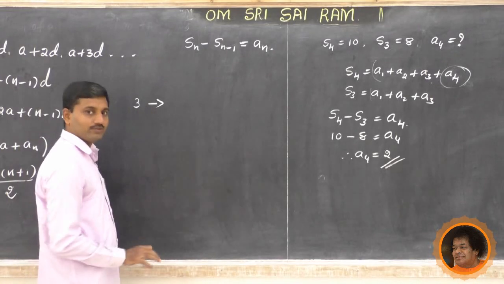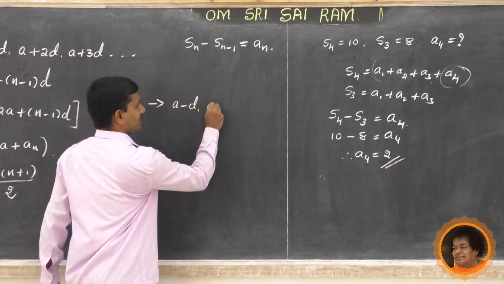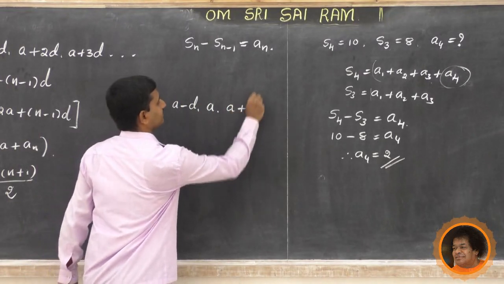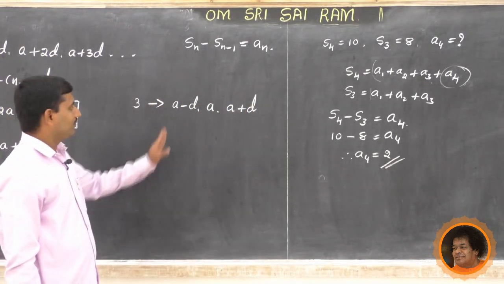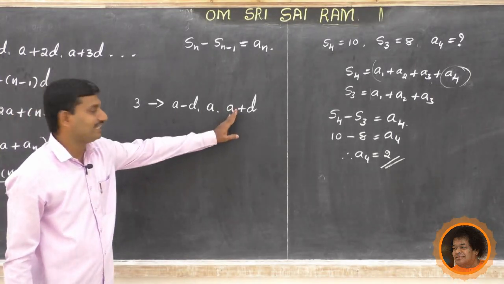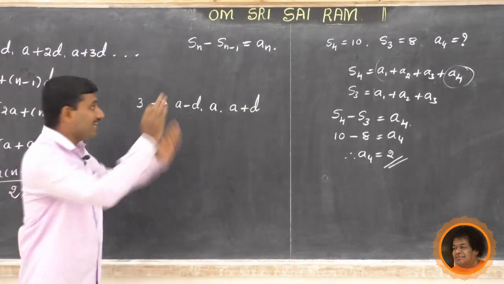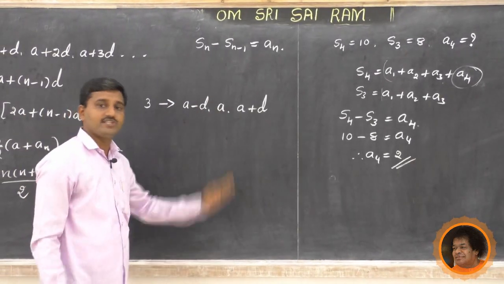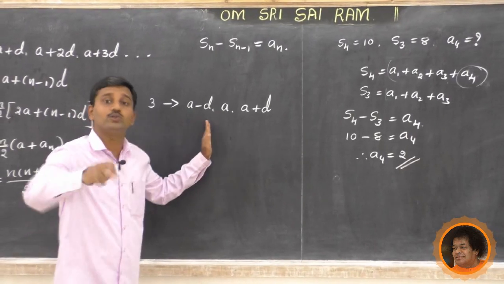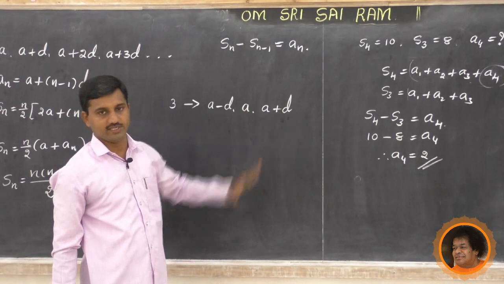In my view, the 3 terms are a minus d, a, a plus d. For calculation purposes, you consider these 3 terms: a minus d, a, a plus d. Here a is the middle term. What is the preceding term of a? The preceding term of a is a minus d. How to get the succeeding term? By adding the common difference, that is a plus d.